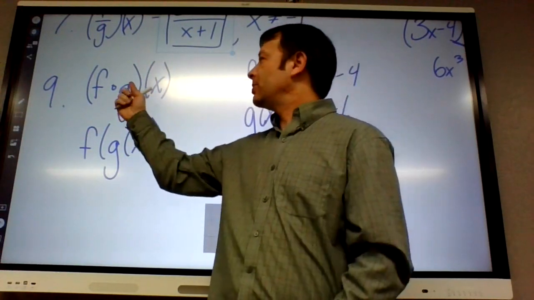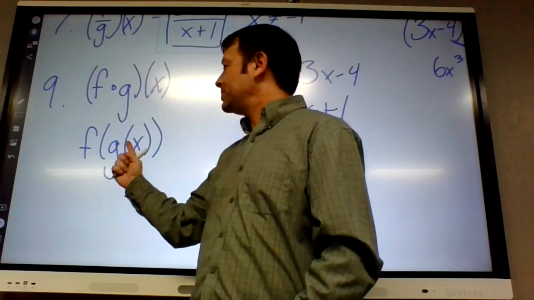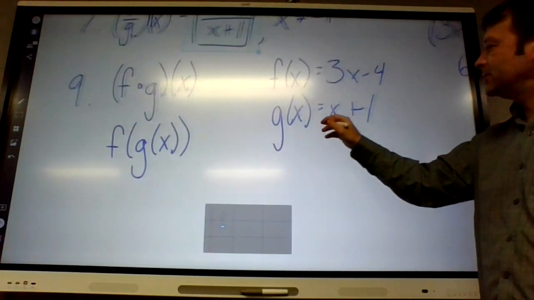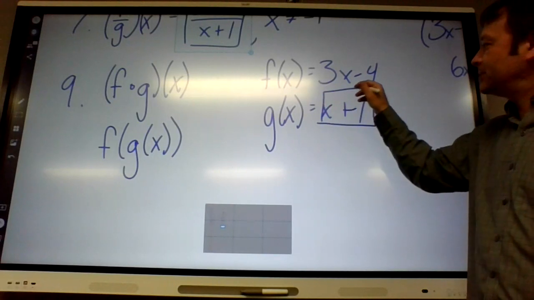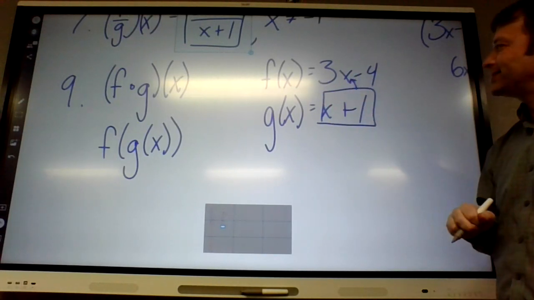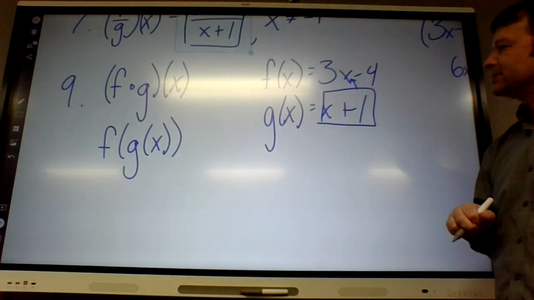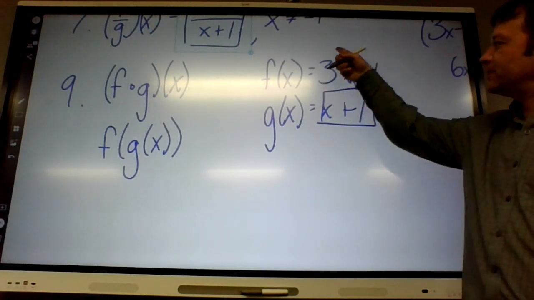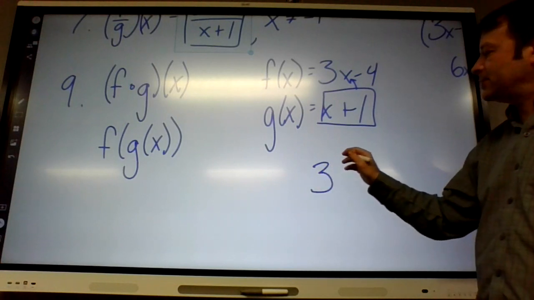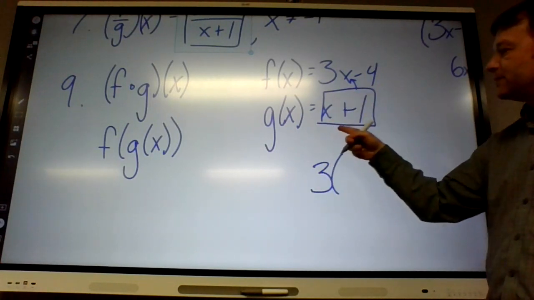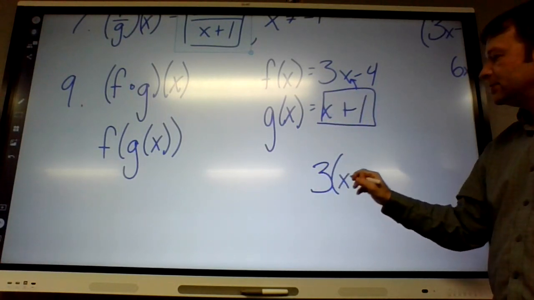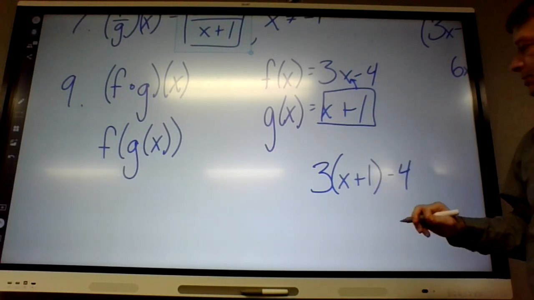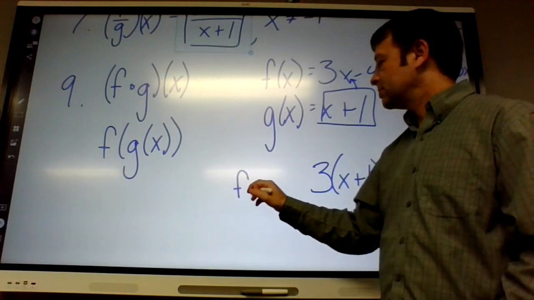There we go. So we're going to put the g function into the f. So this is the g function. How do I put it into the f function? Basically, you put it in the spot where the x is. So we're going to rewrite this function right here as 3, instead of 3 times x, 3 times this stuff. So 3 parentheses x plus 1 minus 4.